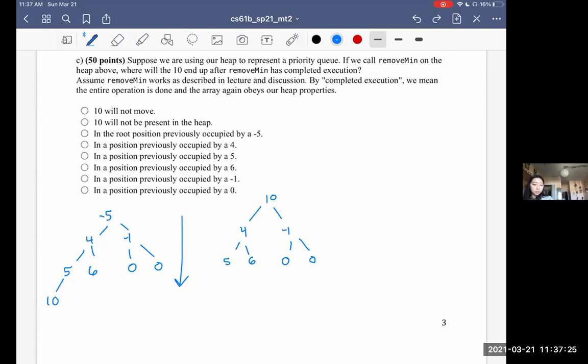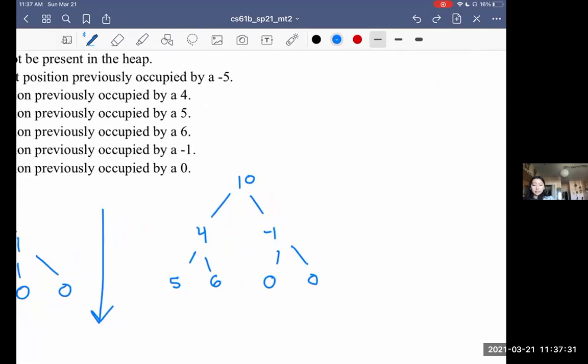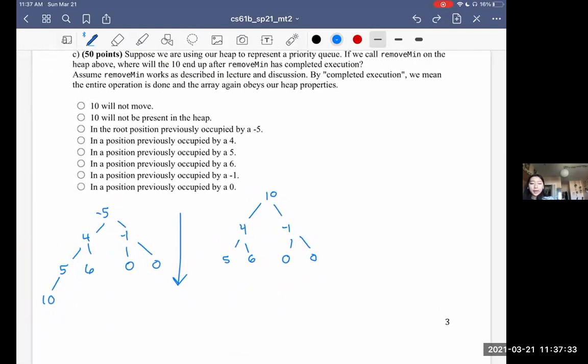We need to move 10 down. And so we're going to swim 10 down. And the first thing this requires is looking at 10's children and swapping places with one of them. We're going to swap places with the smaller child. And so -1 comes up on top. And now 10 is here. And this is what we look like.